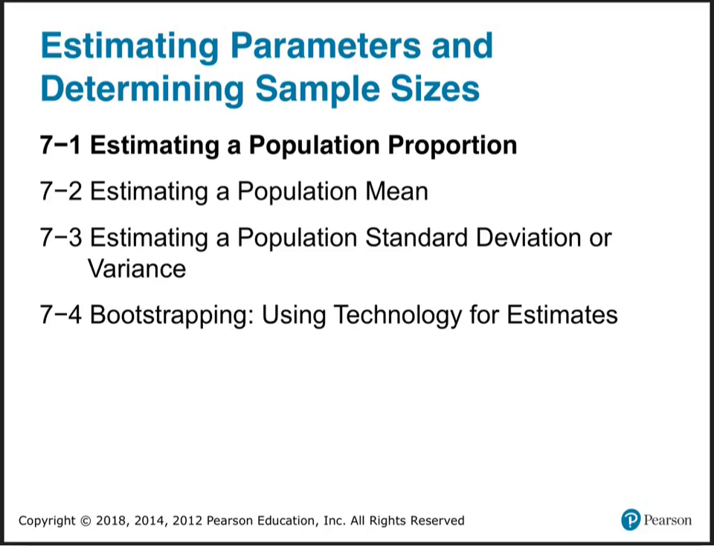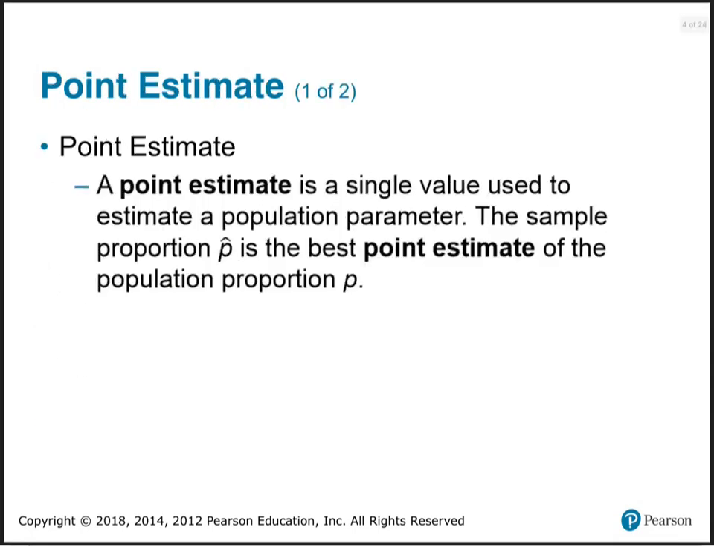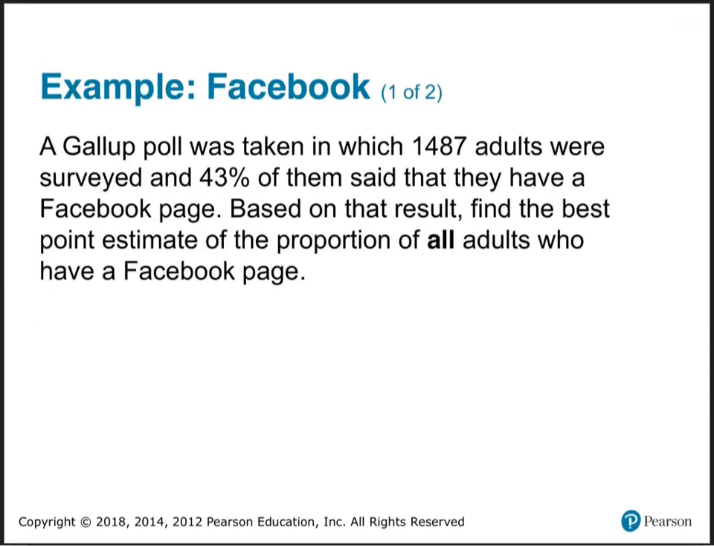So let's keep going. Estimating a population proportion. Key concept. I don't think it makes any sense until we get to an example, so let's just get to an example. Here's a Facebook example. A Gallup poll. We talked about George Gallup and how he came up with the whole thing, right? A Gallup poll was taken in which 1,487 adults were surveyed, and 43% of them said that they have a Facebook page.